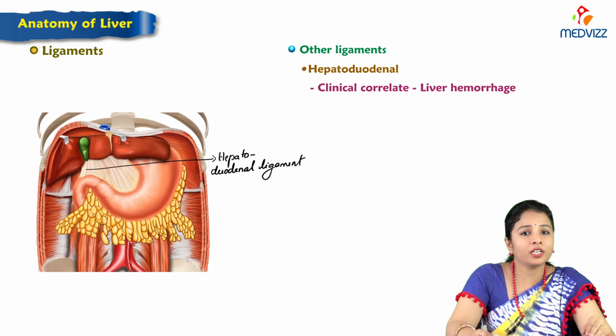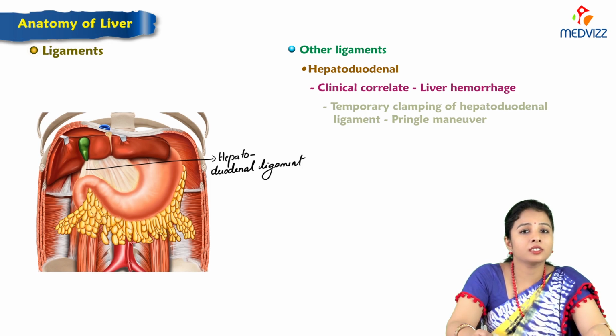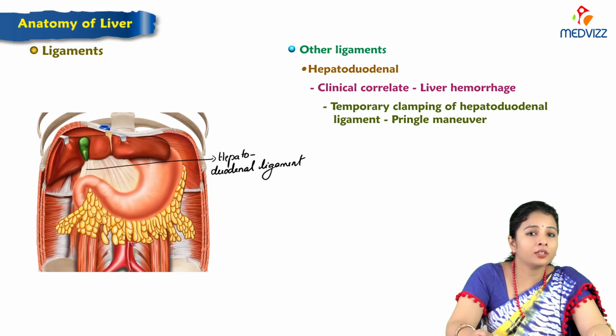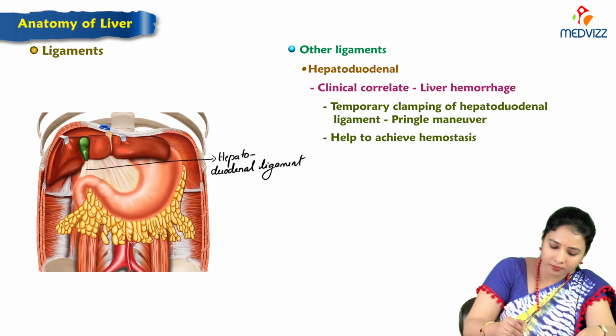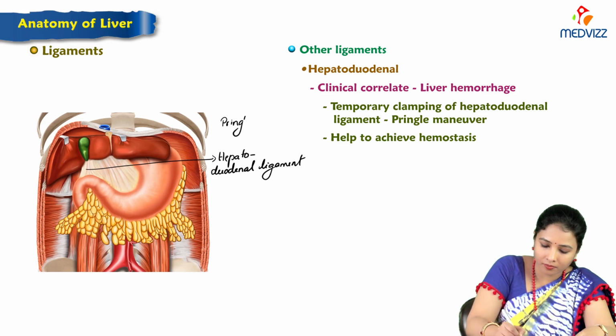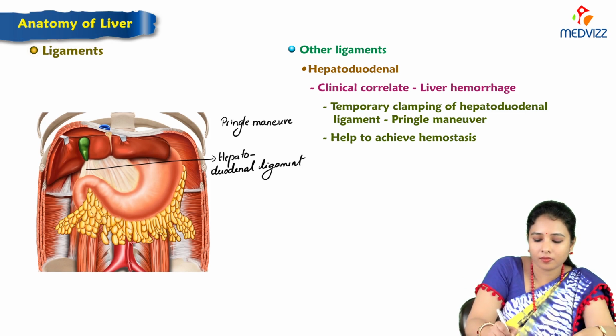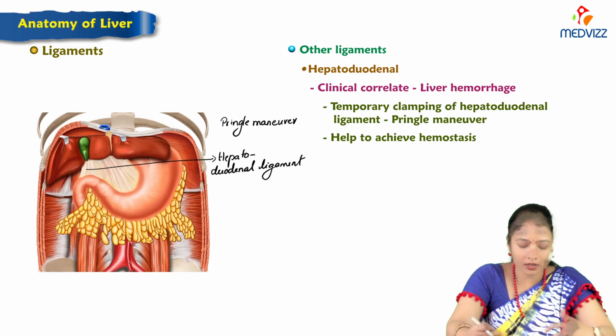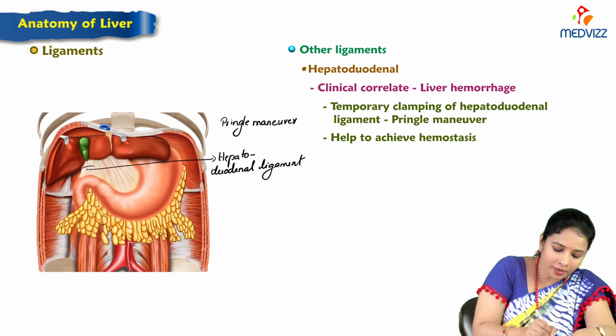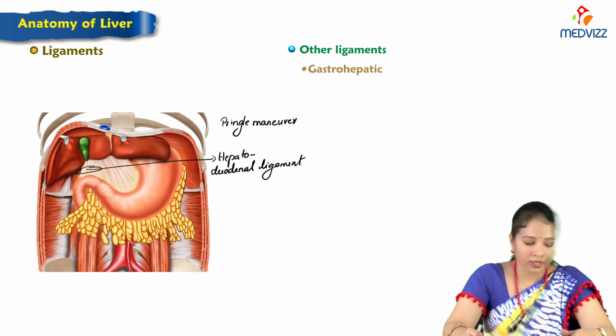So clinical correlation of this ligament: in cases of liver hemorrhage, temporary clamping of hepatoduodenal ligament can help to achieve hemostasis. This procedure is called the Pringle maneuver, where they clamp the hepatoduodenal ligament.